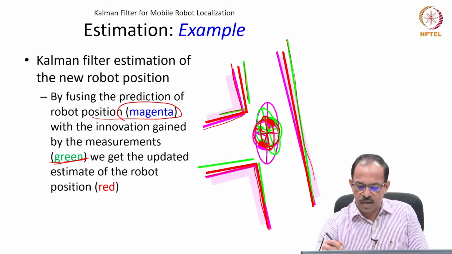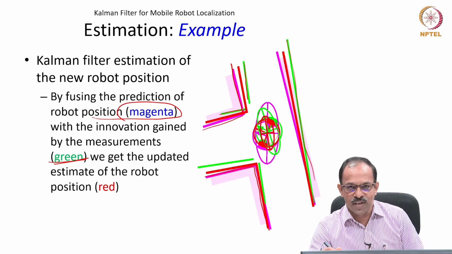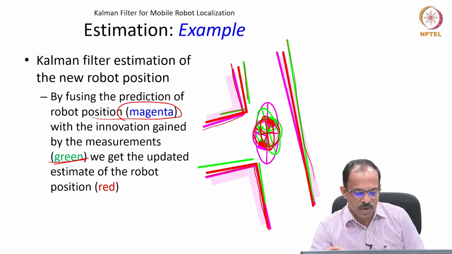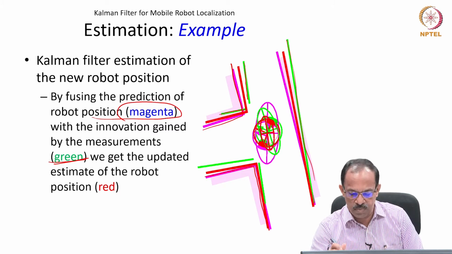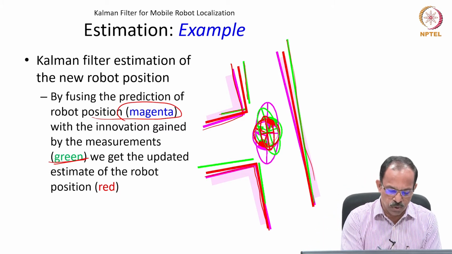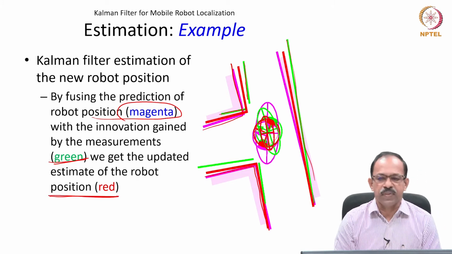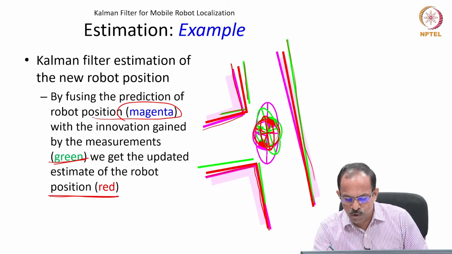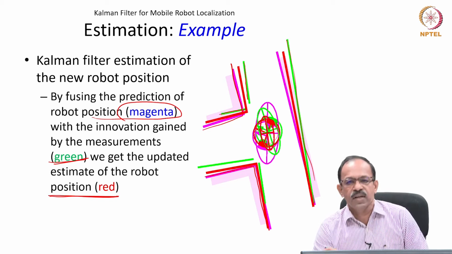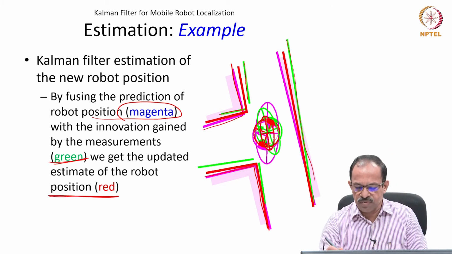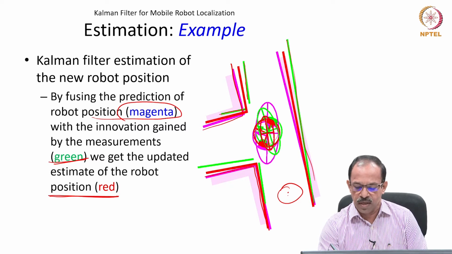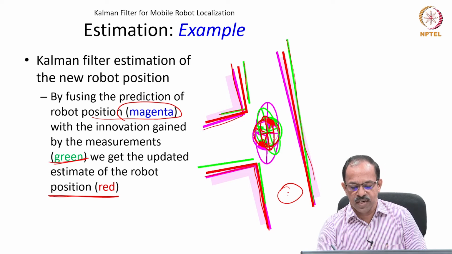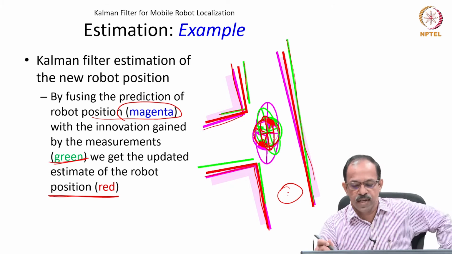You can see the ellipse with magenta color is very large, and then the green one also shows a large ellipse. And now, when you fuse these two, we are actually getting the new position as the red one. So, the red one is the new position and the red ellipse is the new uncertainty. You can see from this position, it was initially here, once it moved and used only the prediction, there was a large uncertainty which is represented by the magenta ellipse.